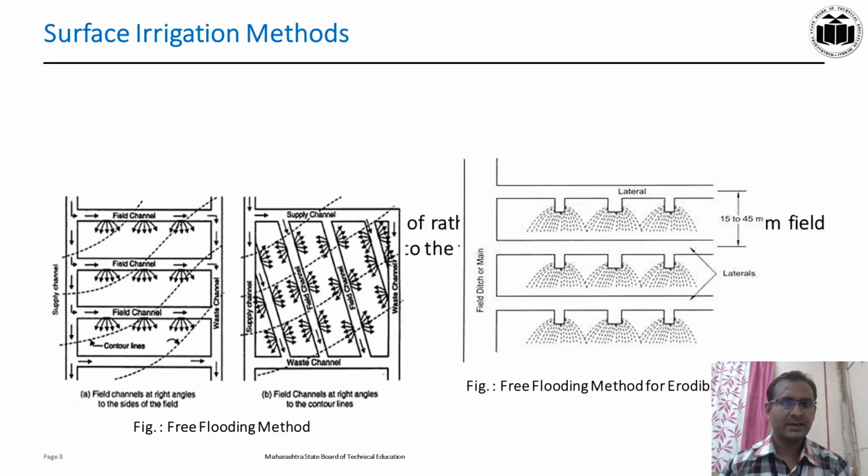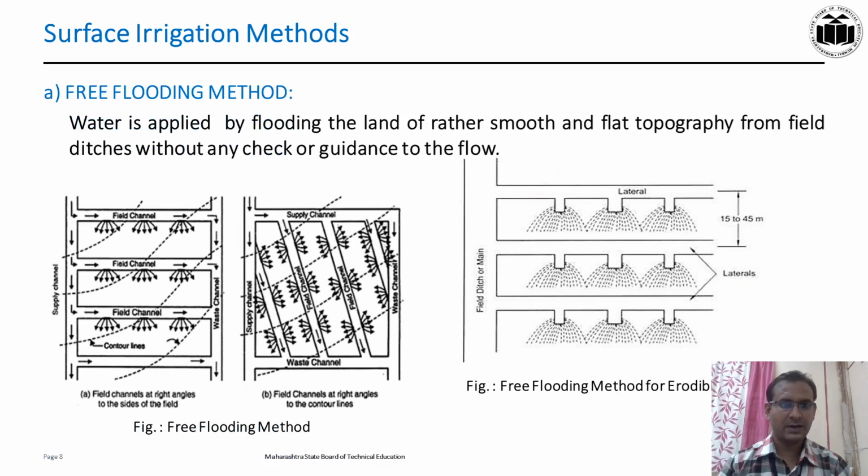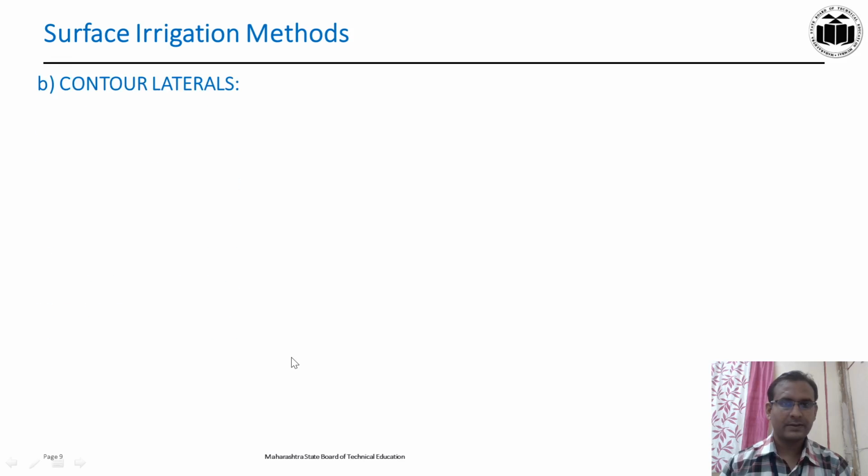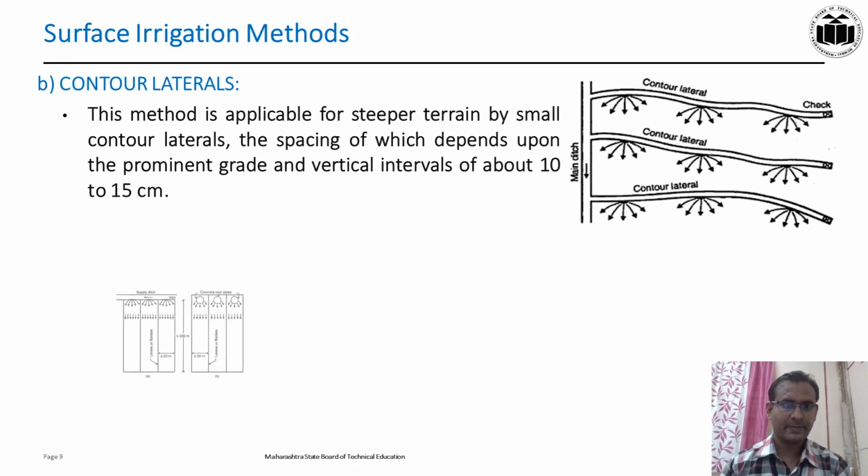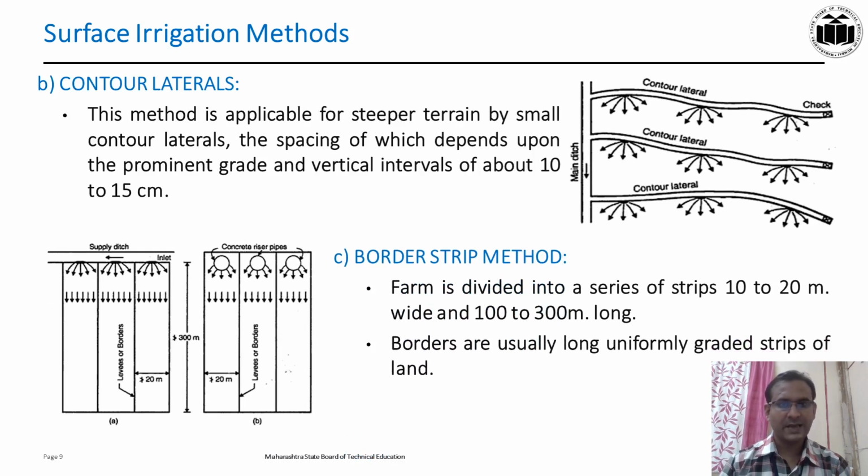The next, that is the free flooding method, which comes under the controlled method of irrigation. Water is applied by flooding the land of rather smooth and flat topography from field ditches without any checks or guidance of the flow. Here you can see the diagram under the free flooding method. Then next is contour laterals. This method is applicable for steeper terrain by small contour laterals, the spacing of which depends upon the prominent grade and vertical intervals of about 10 to 15 centimeters.